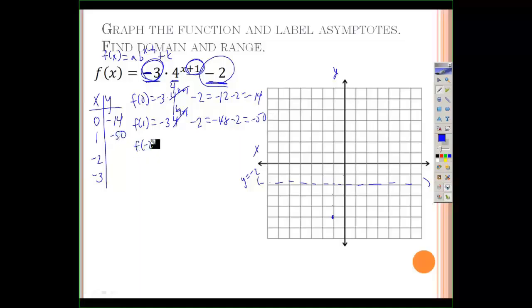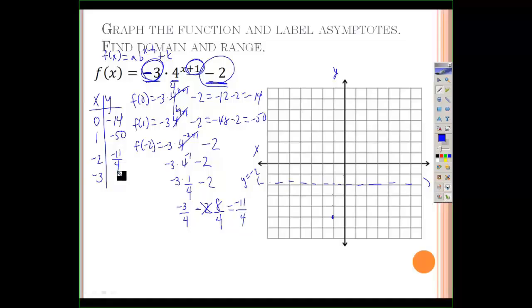Okay, f of -2 is -3 times 4 to the -2 plus 1, minus 2. Well, this is really -3 times 4 to the -1, minus 2, which is really -3 times 1/4, which is -3/4, minus 2. Well, minus 2 is really minus 8/4. 2 is the same as 8/4, so I'm taking -3 minus 8, which is equal to -11/4. That's what I want to see in there, so make sure you're doing it the way I'm telling you to do it.